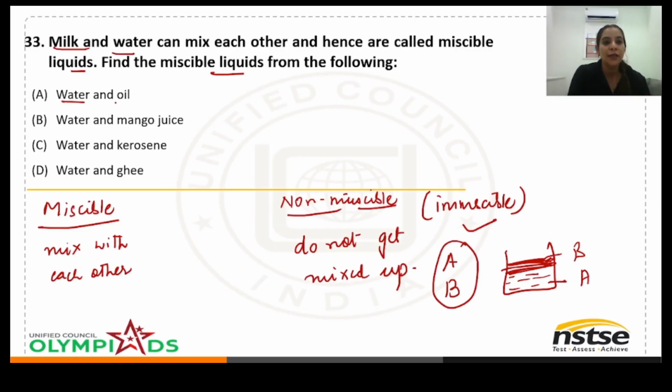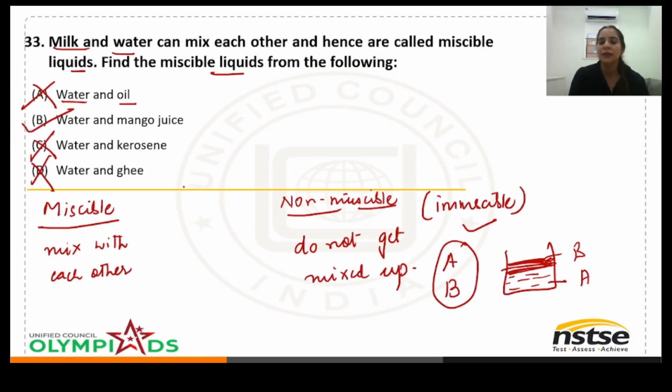Water and oil. Do you think water and oil mix up? No. Because when you add water to oil, even if you stir it, after some time you will see that they separate into different layers. Water and mango juice, yes, they mix with each other. Water and kerosene, again no. Water and ghee, again no.